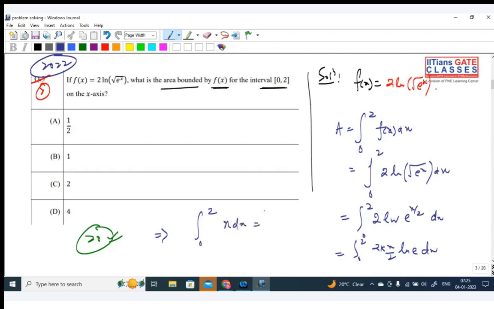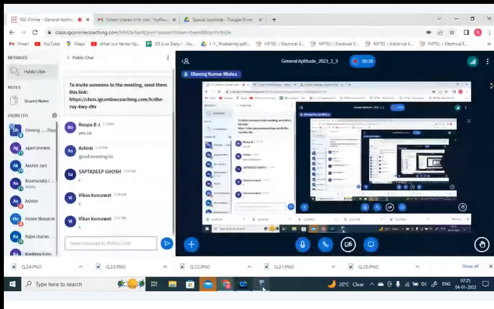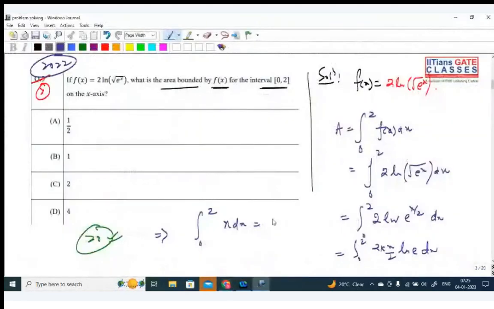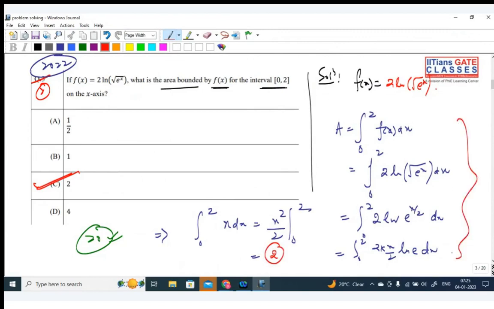Okay, so I believe ln e equal to 1 everybody knows, yeah? Ln e equal to 1. Okay, so this is x square by 2 from 0 to 2, right? So this will give you 4 by 2. What is the answer, guys? Option C. Okay, so we are just using some properties of logarithm. You should know that ln e equal to 1.